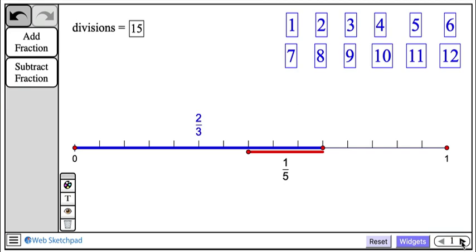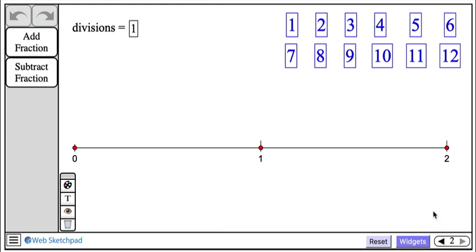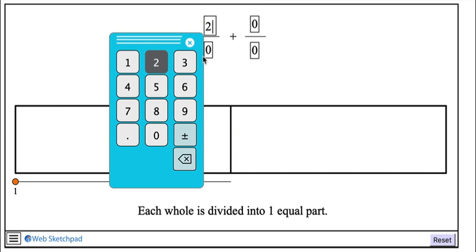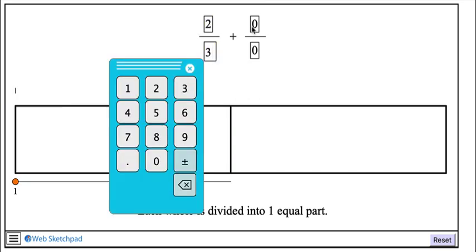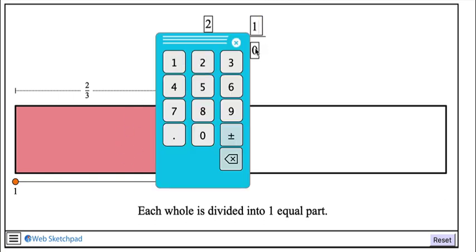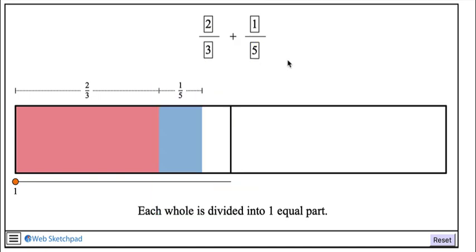The second model that's in the blog post that accompanies this, these two models, is similar. But here, entering the fractions is admittedly easier. I can just type 2/3, and we see that here, 2/3 of this first rectangle, which represents one whole. And now let's add to that 1/5, so I'll type in 1/5. And here that's represented in blue.